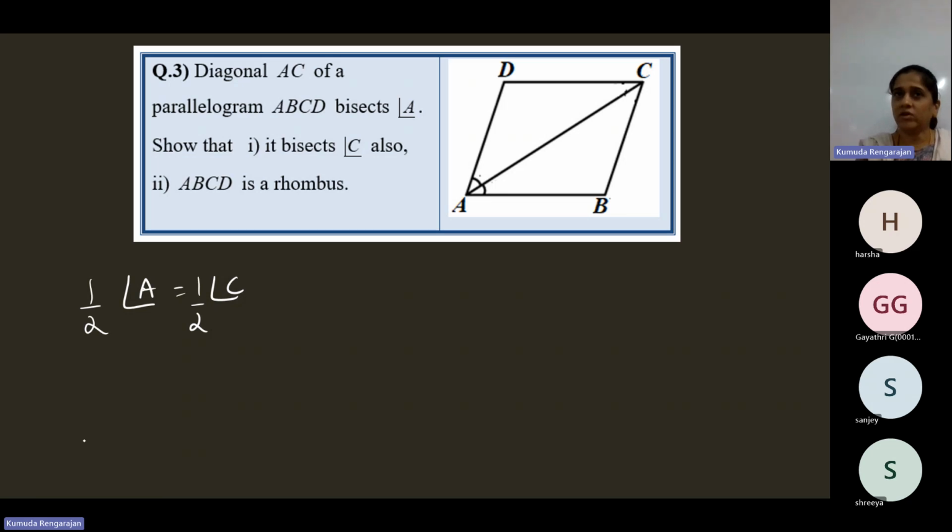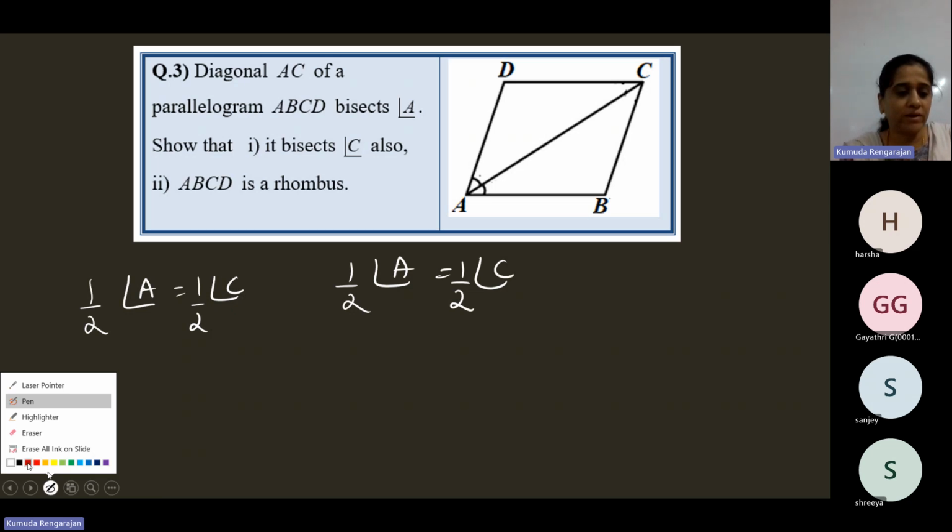Only when two things are equal, their halves are also equal. That you can use only if, in this case, when the angles are bisected. So angle A is equal to angle C because opposite angles of a parallelogram are equal. Half of angle A is equal to half of angle C. Now we'll number it.